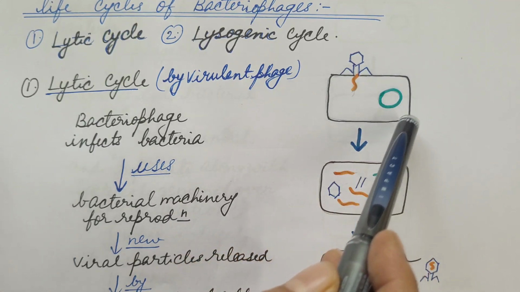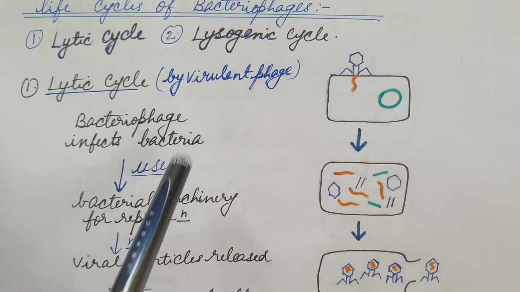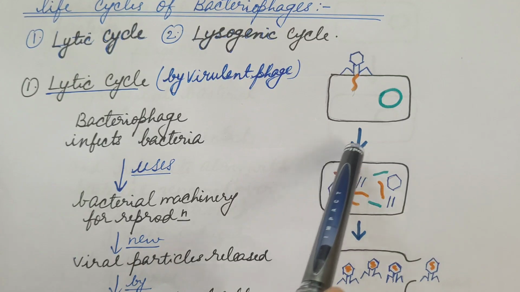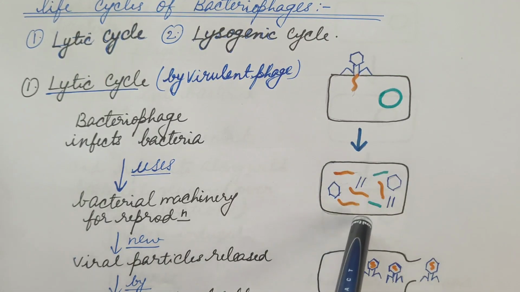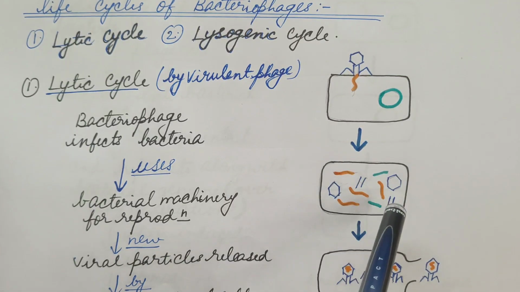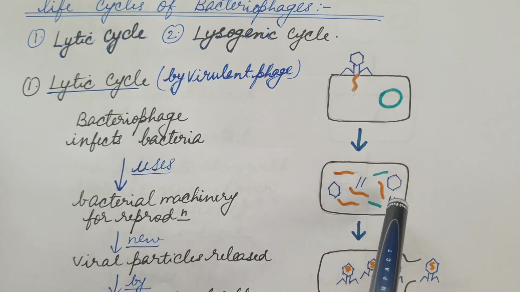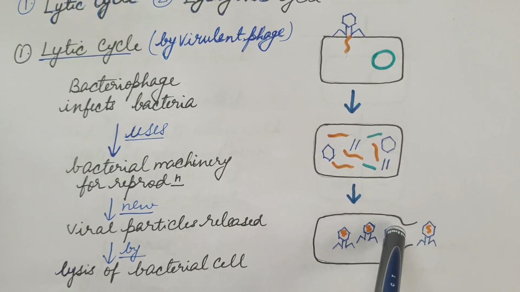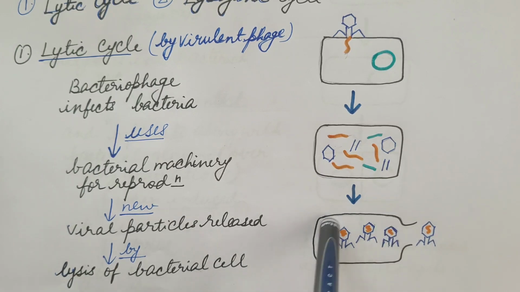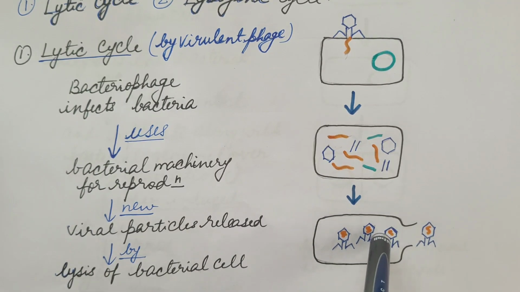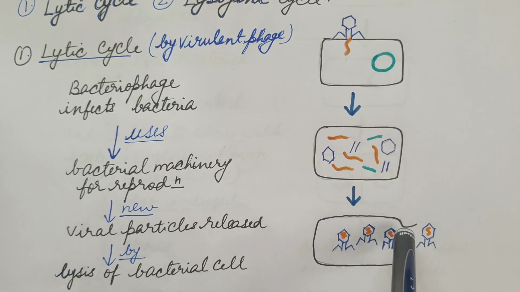It infects bacteria and injects its genetic material. Now this takes over the machinery of bacterial cell for reproduction. So it starts multiplying, as a result of which new phage particles are formed. Then these phage particles are released by the rupture of the bacterial cell.